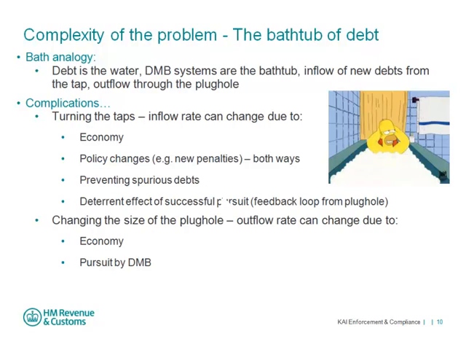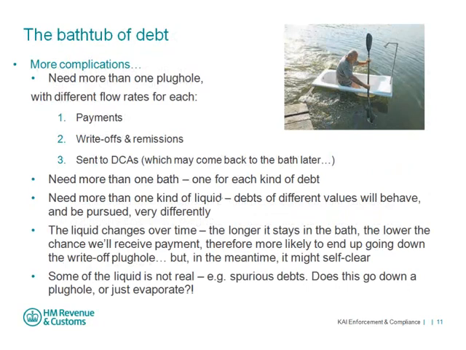If we now look at the outflow rate of our bath through the plug hole, that can also be affected by the state of the economy and also by the level and success of pursuit by our staff. But it gets a bit more complicated than that, because we really need more than one plug hole in our bath, because we have different flow rates depending on what type of clearance we clear the debt with. It differs if it's a payment, it differs if it's a write-off or remission, or also we've got the sending of debts to debt collection agencies, which may or may not come back to us later, depending on their success.